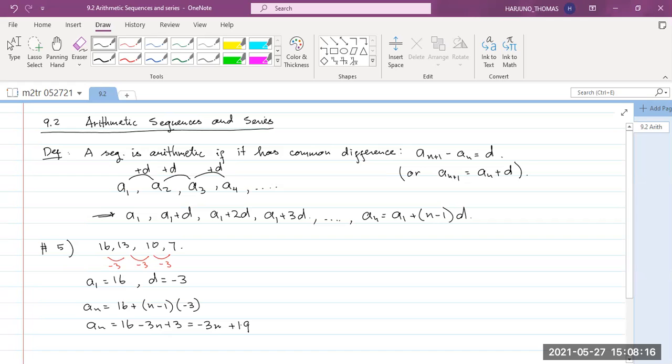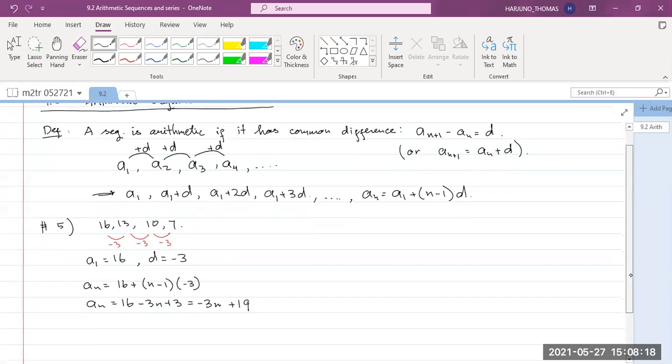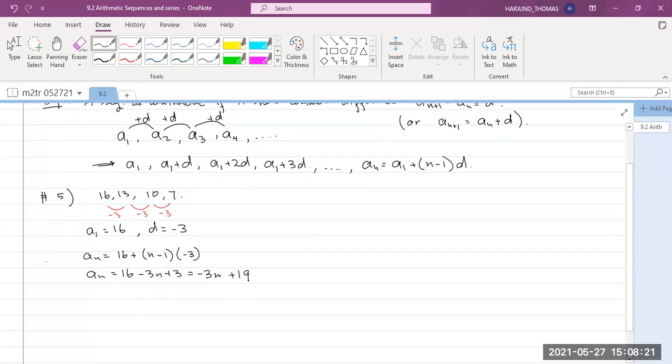Now they ask here, besides finding the nth term, find the fifth term and the 10th term, which is basically just plugging in numbers. By the way, this n here is supposed to be a subscript, so smaller and lower. The fifth term will be -3 times 5 plus 19, that's +4. The 10th term will be -3 times 10 plus 19, that's -11. So that's for number 5.